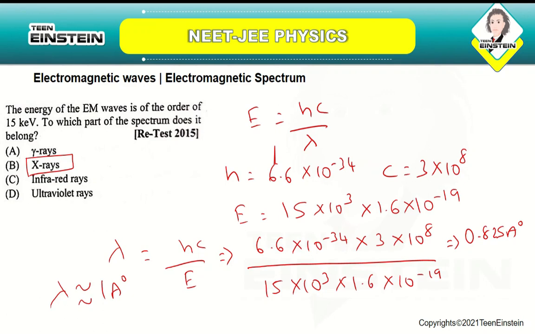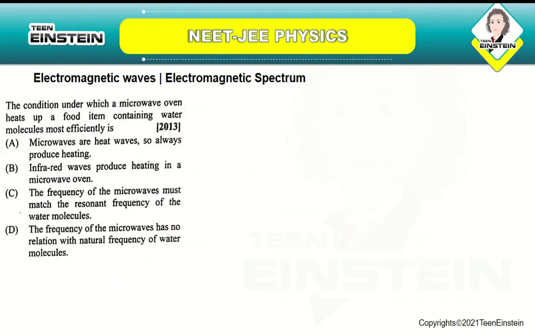Let us now move on to the next question. The condition under which a microwave oven heats up a food item containing water molecules most efficiently is: microwaves are heat waves, so always producing heat; infrared waves produce heating in a microwave oven; the frequency of the microwaves must match the resonant frequency of the water molecules; the frequency of the microwave has no relation with the natural frequency of water molecules.